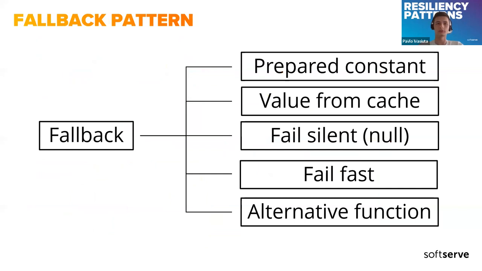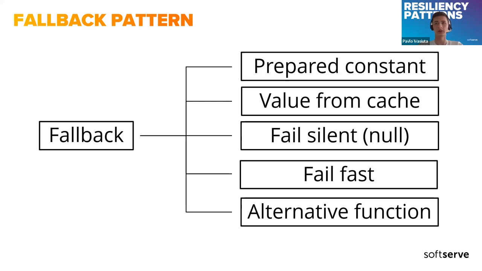Okay, so we decided that we can use circuit breaker, but what can we return? In case the circuit breaker is in open state, we can have some predefined responses. And here is the place where we can use the fallback pattern. Using the fallback pattern, you can prepare a response using different approaches.